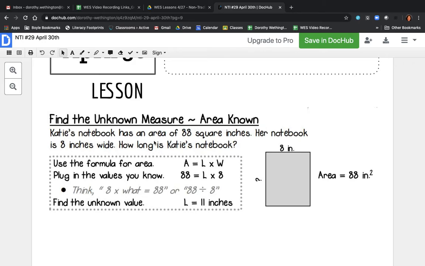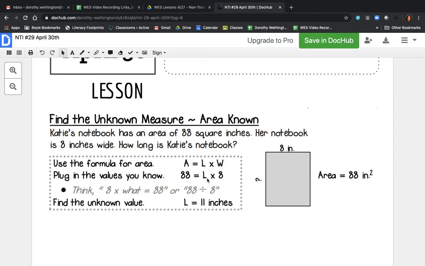Katie's notebook has an area of 88 square inches. Her notebook is 8 inches wide. How long is Katie's notebook? Use the formula for area. Area equals length times width. Plug in the values that you know.